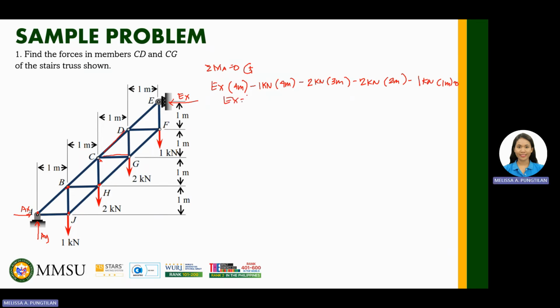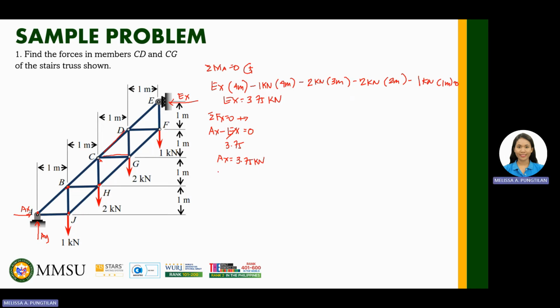Therefore, EX is equal to 6 minus 4 minus 1 divided by 4. Okay. So EX is equal to 3.75 kilonewton. And then for AX, summation of forces along X is equal to 0, to the right as positive. So we have AX minus EX is equal to 0. EX, 3.75. Therefore, AX is also equal to 3.75 kilonewton.